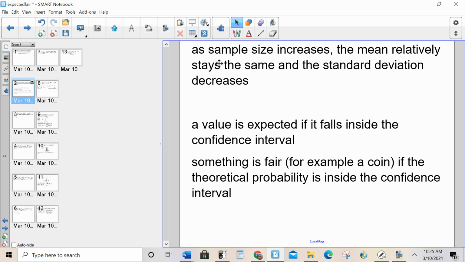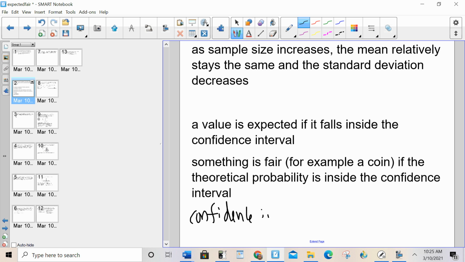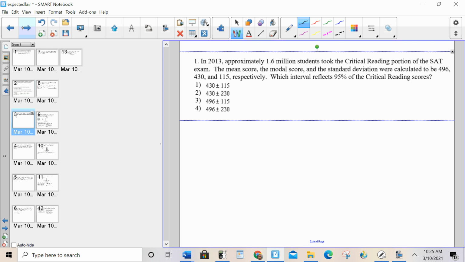And let's just make sure we know how to find the confidence interval. Confidence interval, which is the range of expected values. It's the middle 95% of the data, and is the mean plus and minus 2 times the standard deviation. And we always write it as smaller to bigger. So that's what we talked about in the last lesson, and we're going to be utilizing a lot of this stuff today. So let's start with number 1.